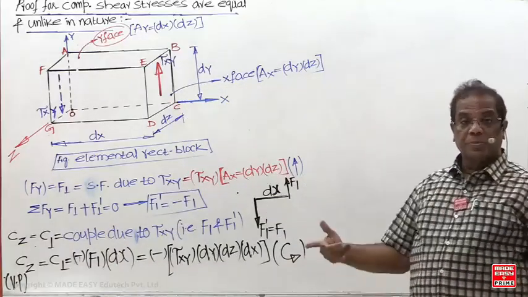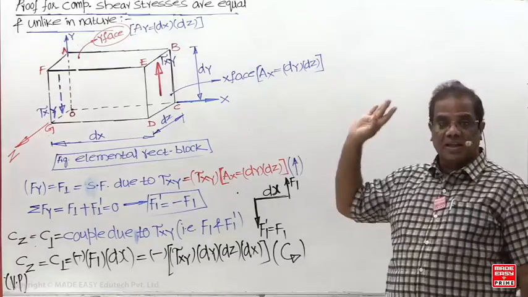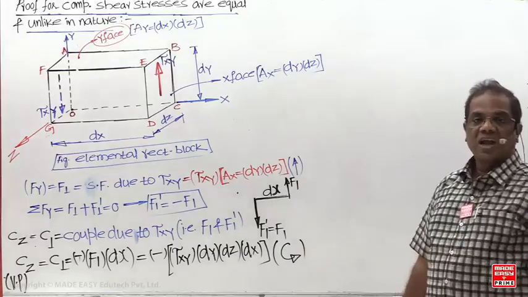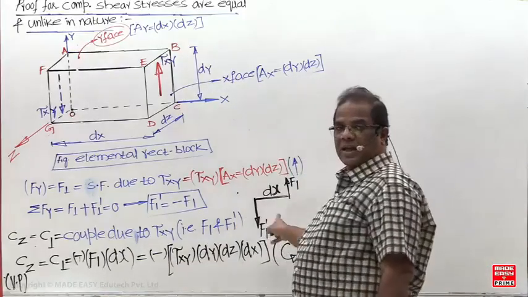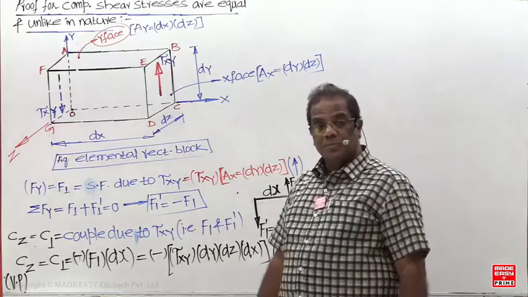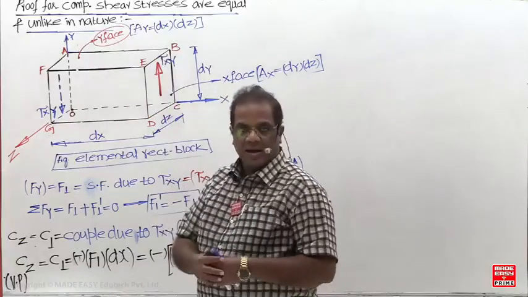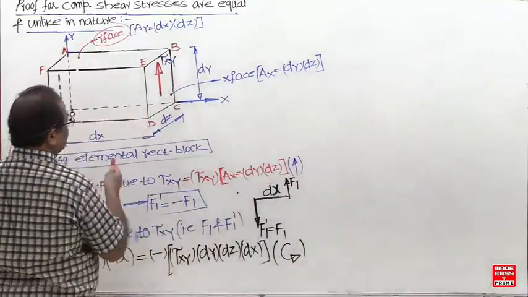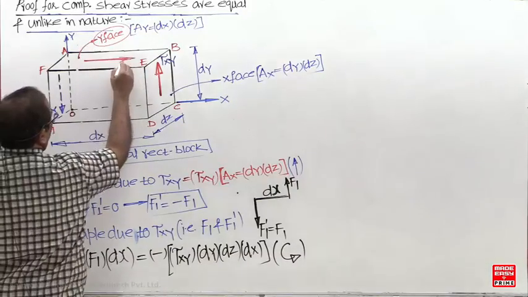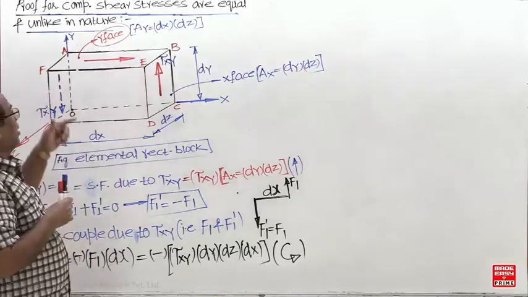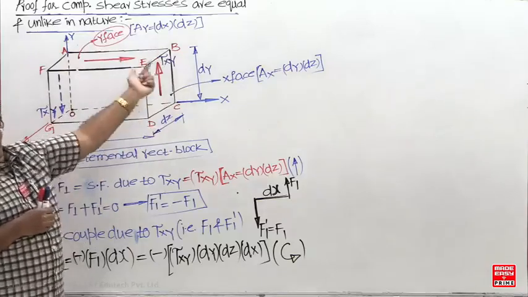Now, the sum of the forces is already 0: sum of the horizontal force 0, sum of the vertical force 0. But the sum of the couples is not 0. If the sum of the couples should be 0, we are getting only one couple in the vertical plane, in anti-clockwise. So we need a clockwise couple. This will be tau yx. This will give a couple in which direction? Clockwise.